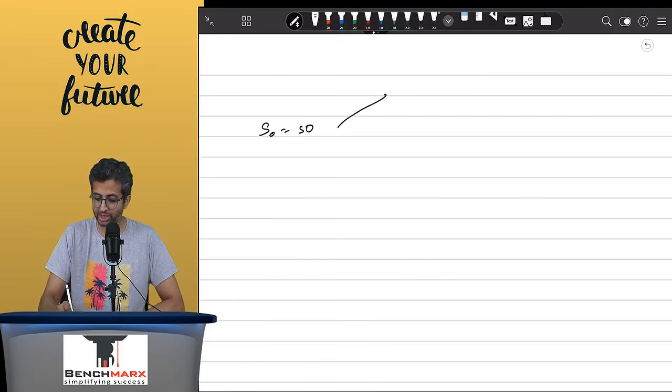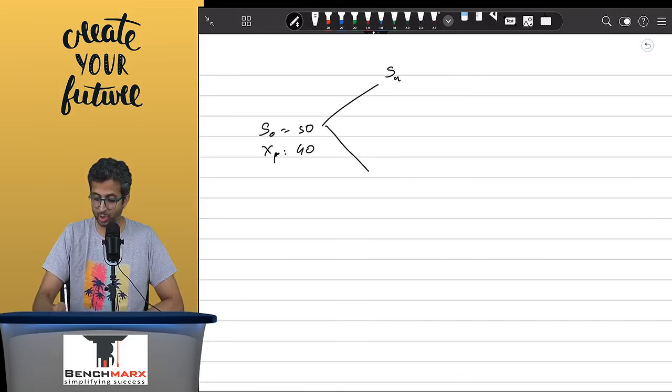The price can possibly go up or the price can possibly go down. So you prepare a binomial tree. The exercise price of this is, let us say, 40. If the price goes up, SU, it will go up to, let's say, 70. If it goes down, SD, it will go down to, let us say, 30.